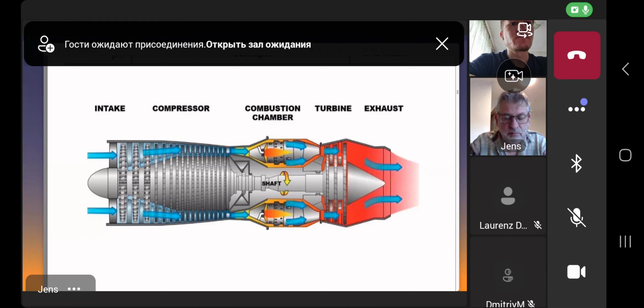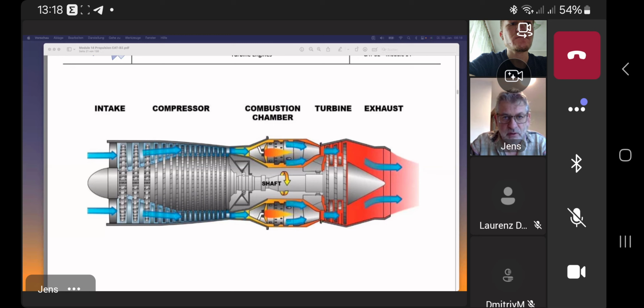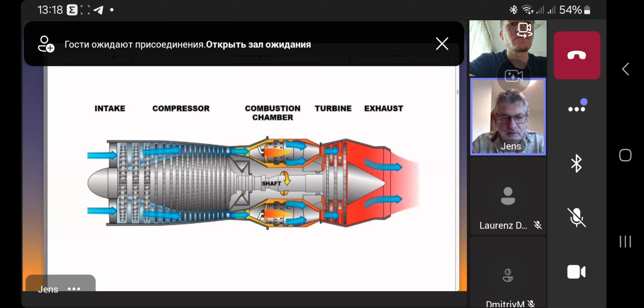Let's talk about hot and cold. Of course, if we say the compressor is the cold section, it is somewhat tricky, because compressors of today easily reach 600 degrees and more just by compression of the air. So it's somewhat hot, but as stated, not hot enough. So cold section, hot section, where does it start?